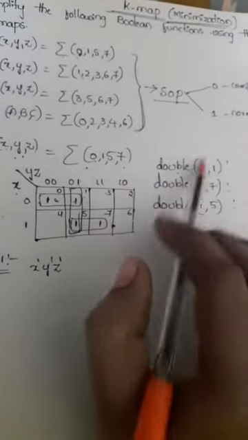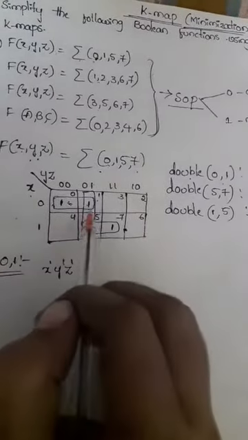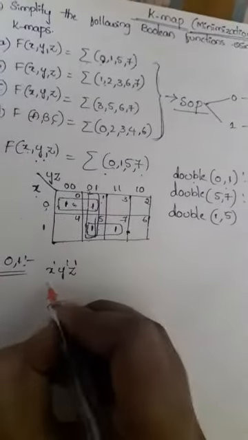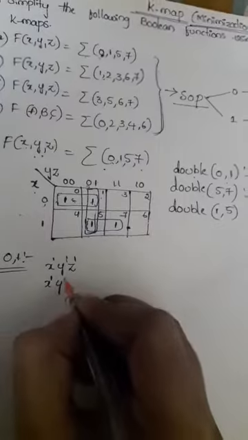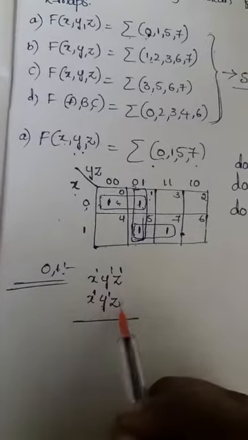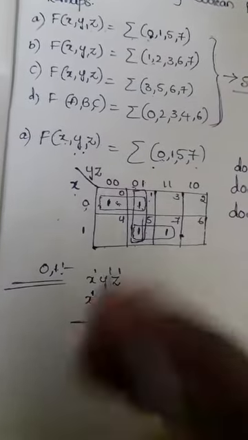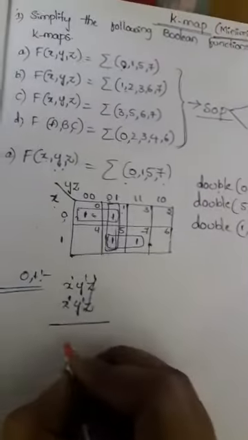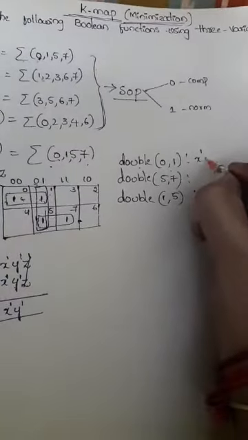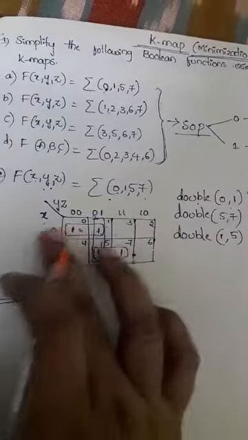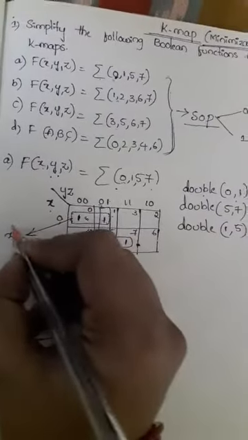Next, what is the next cell? The 1 cell, right? This cell containing x y z is x complement, because x is 0 and y is also 0, then we get y complement and z. So x complement, y complement and z. Any changing variable you can neglect, that means you can cancel it. If the same variables are there, directly you can take them. So for the double 0 1 we get x complement, y complement. The prime implicant result for this group is x complement, y complement.